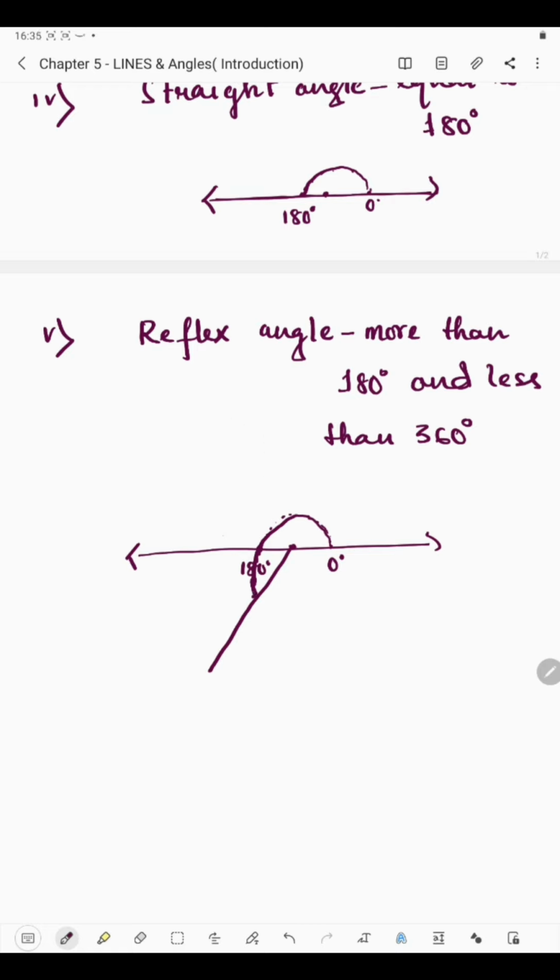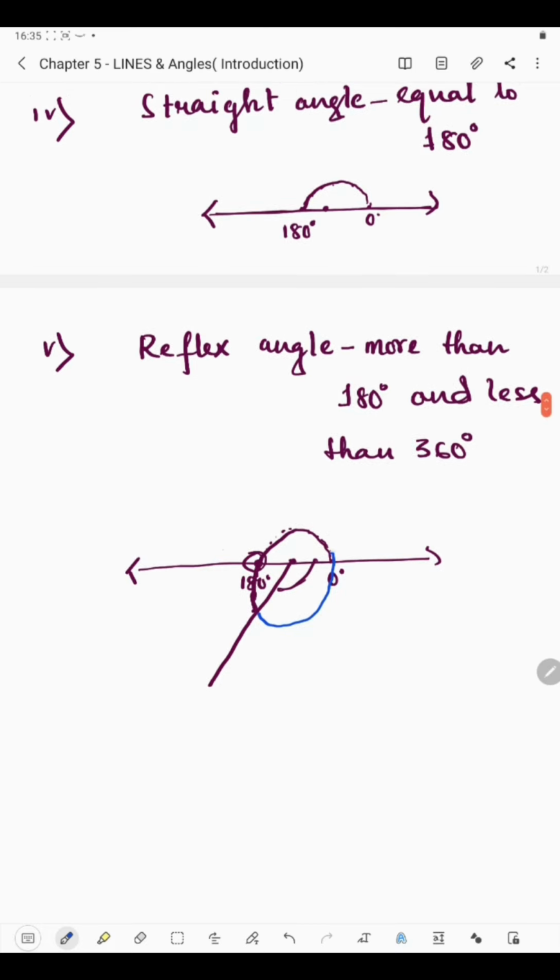And why is it known as reflex? Because it is outside of this angle, because here we are getting an obtuse angle, isn't it? So reflex angle, what we have seen, is more than 180 degree because it is going beyond 180 degree, but less than 360 degree. Now where is 360 degree? When it completes the full rotation, this full rotation is 360 degree, because this portion is 180 degree and this portion is 180 degree again. So 180 plus 180 is 360 degree. Okay.